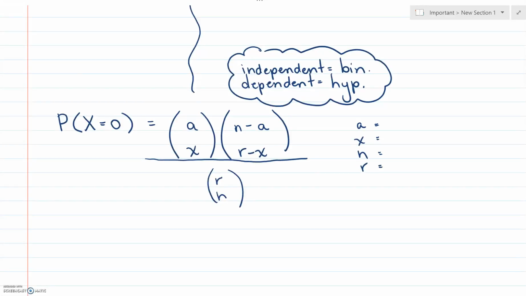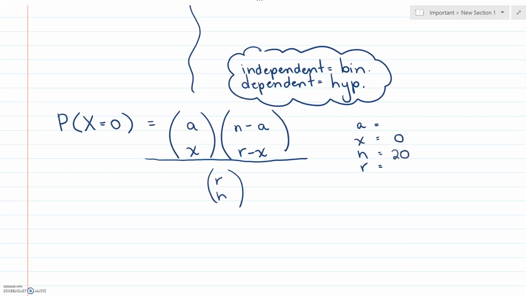Well, x is going to be 0 because we're looking for the probability of 0. Perfect. What does n mean to you? I find x and n are the easiest ones. n is like the total people that can be chosen, I think. In total, like everyone. So what would that number be? Total. Everyone. 20? Yep.